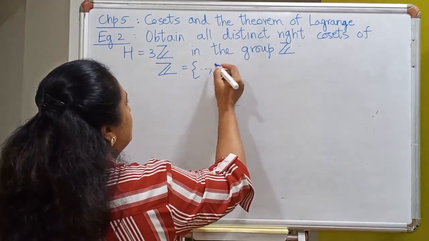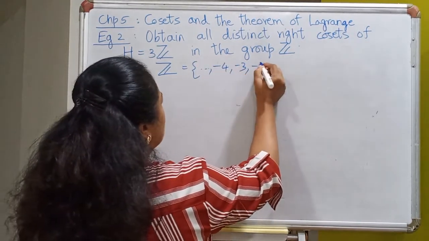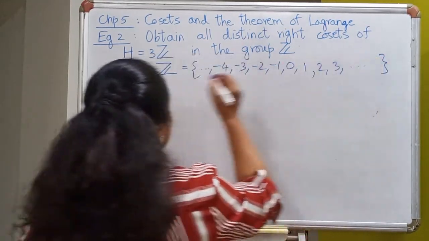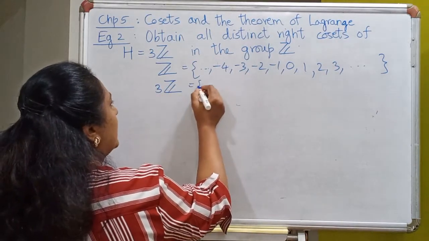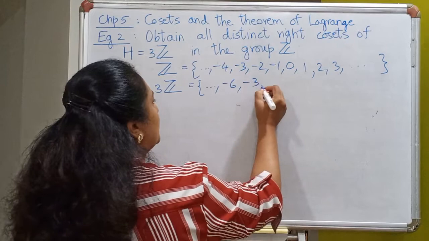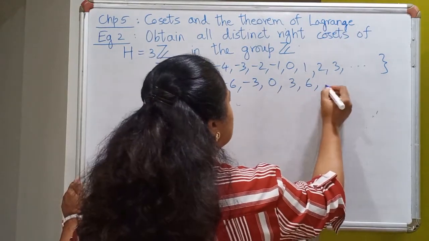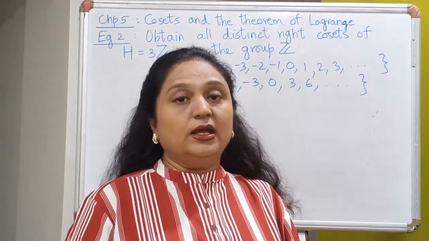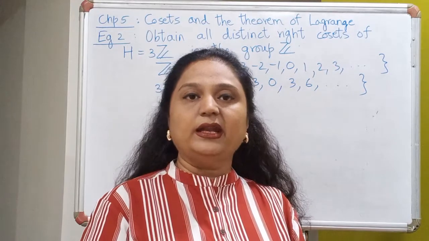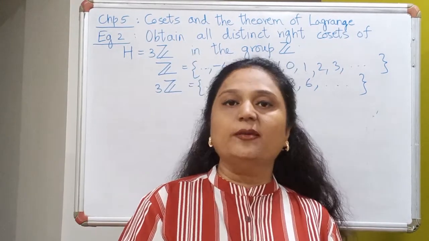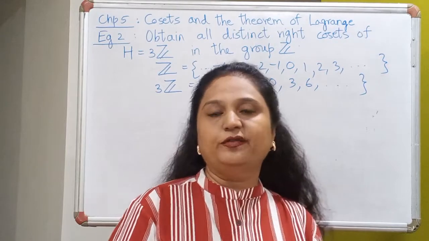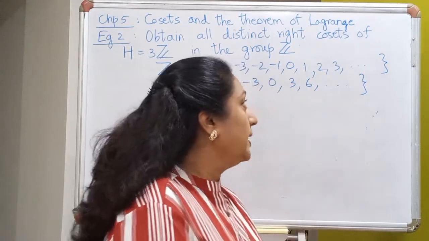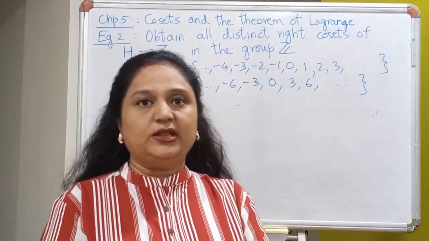Look at Z. Z contains elements like -4, -3, -2, -1, 0, 1, 2, 3 and so on. Also the subgroup 3Z will contain all multiples of 3. So it has -6, -3, 0, 3, 6 and so on. It has all the multiples of 3. So firstly, in this example, I am dealing with an infinite group and an infinite subgroup. So how am I going to find all possible right cosets? That is a question worth thinking about.